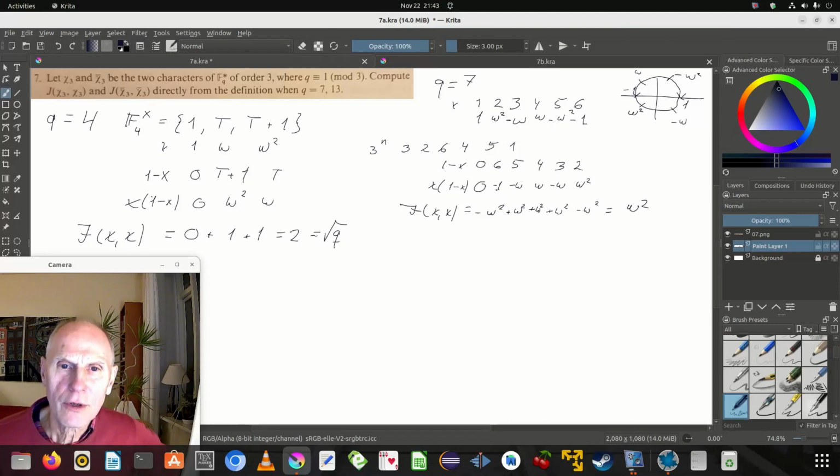This is not the conjugate. It's not auto-conjugate, because the other one goes the other way around. Well, let's do 13, and will I try to do it by hand?